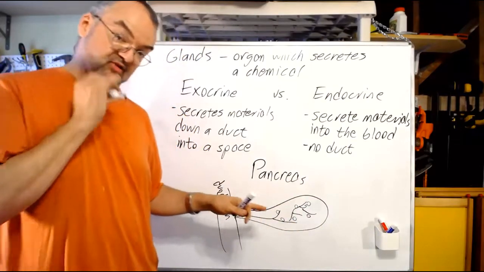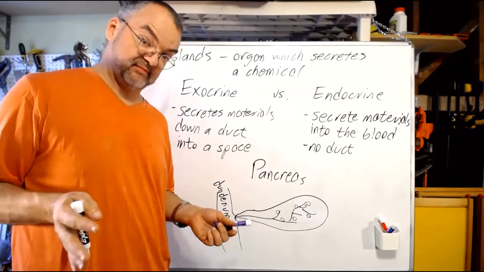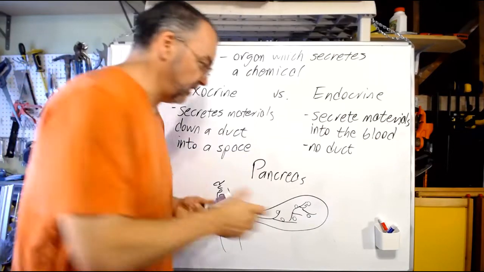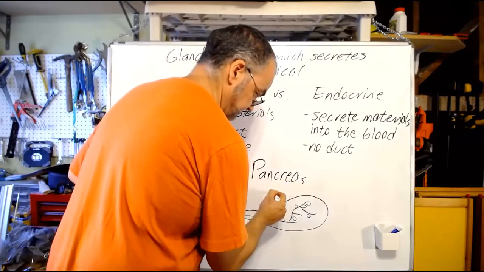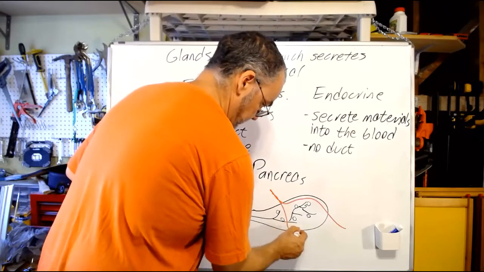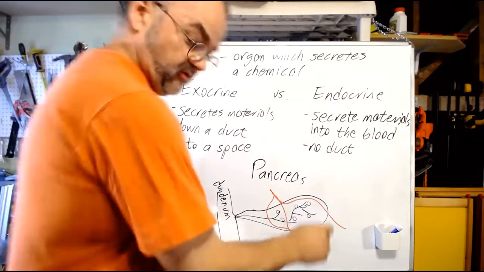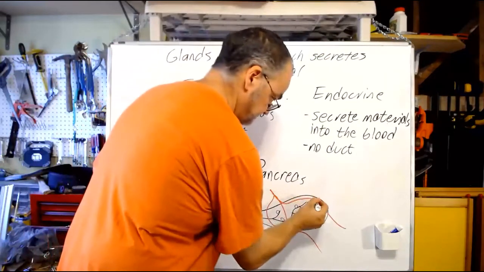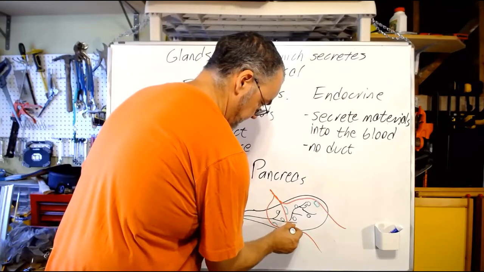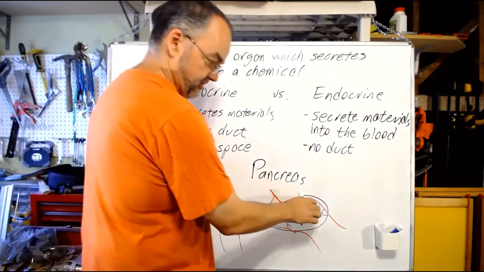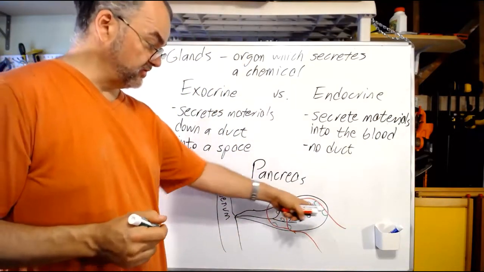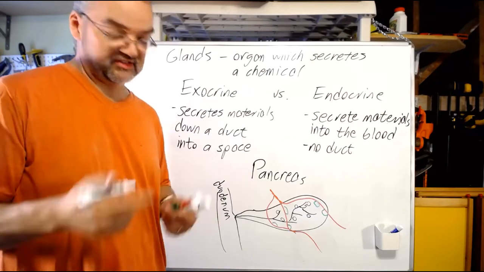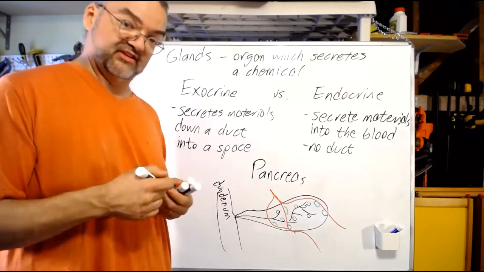So some cells in the pancreas are working as exocrine glands. They secrete digestive enzymes, in this case, which travel down the pancreatic duct and into the digestive tract. So down a duct into a space. But other cells in the pancreas, here's some blood vessels going through the pancreas. Other cells in the pancreas are oriented around these blood vessels. Those cells in the pancreas are secreting their materials directly into the blood rather than down the duct. So those are the part of the pancreas that acts as an endocrine gland. Those are where we get things like insulin and glucagon, which are hormones from the pancreas. Same organ, but different parts of it are working as either exocrine or endocrine glands.